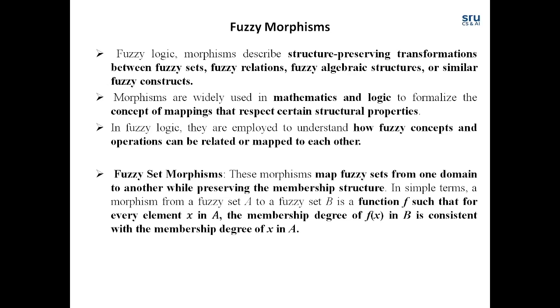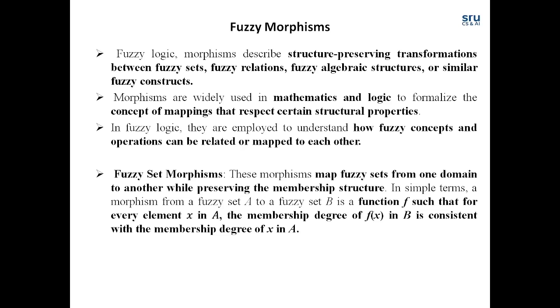Fuzzy morphisms. They describe fuzzy structure-preserving transformations between fuzzy sets, fuzzy relations, fuzzy algebraic structures, or similar fuzzy constructs. A morphism is used in logic and mathematics, and it is a concept for mapping that respects certain structural properties. In fuzzy logic, morphisms are employed to understand how fuzzy concepts and operations can be related or mapped to each other.